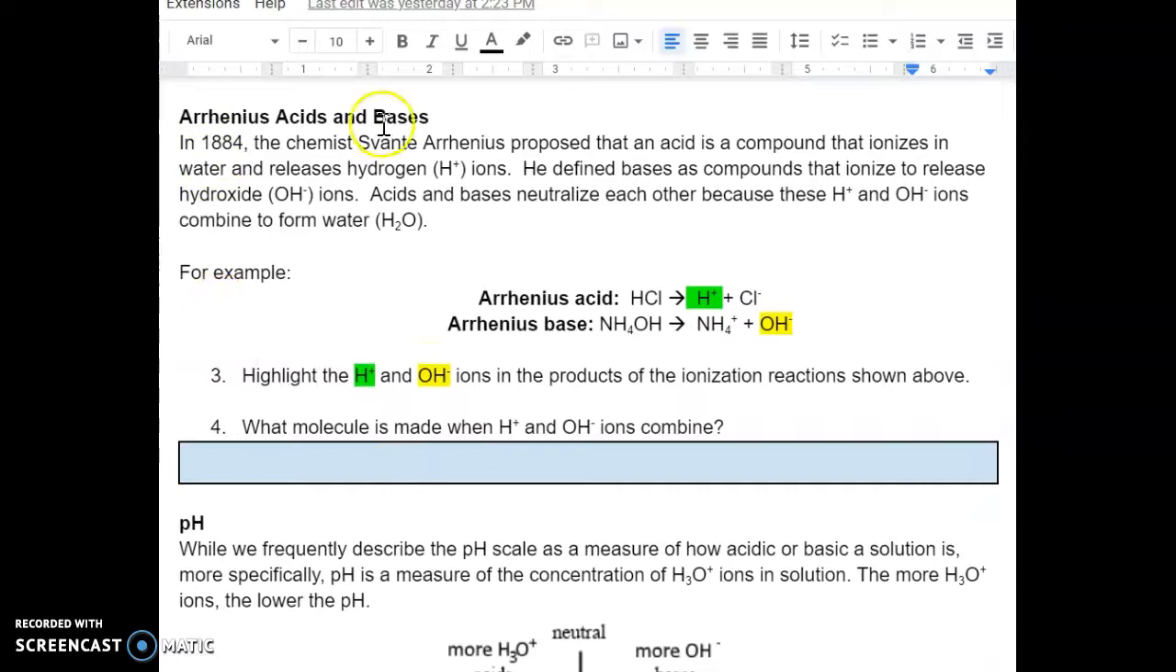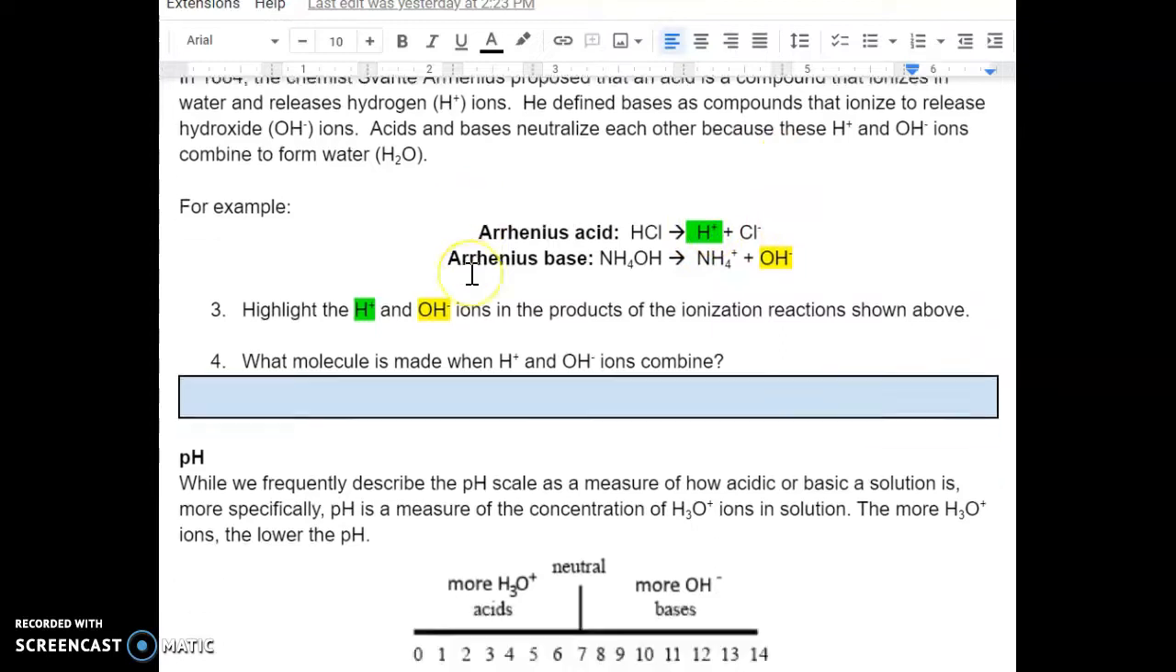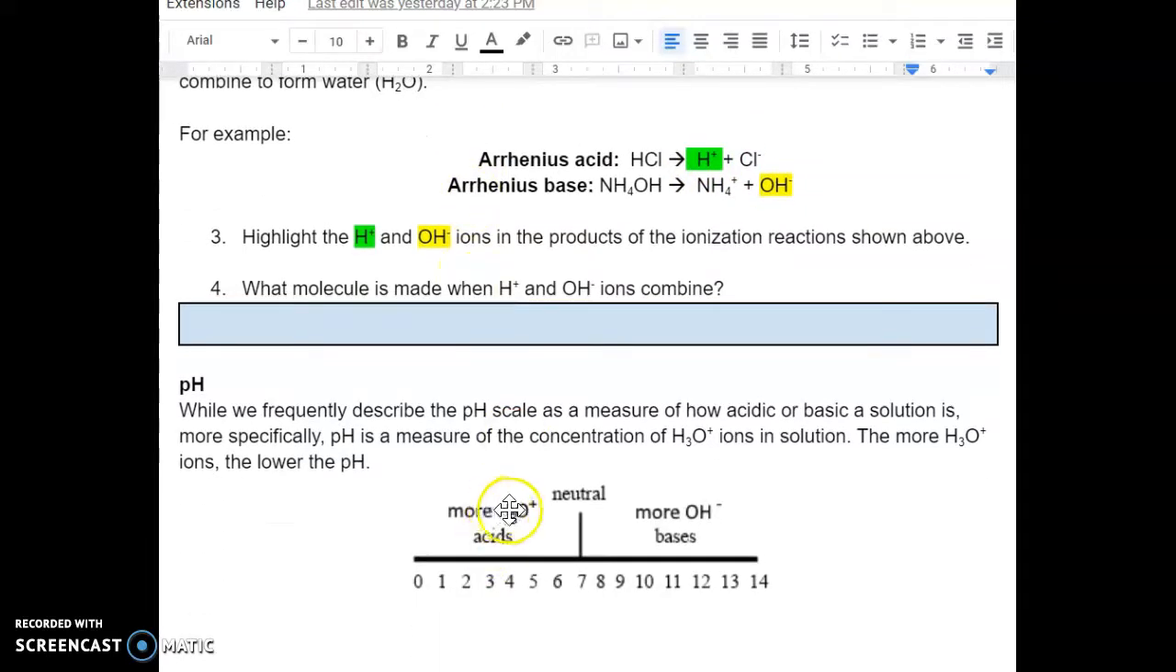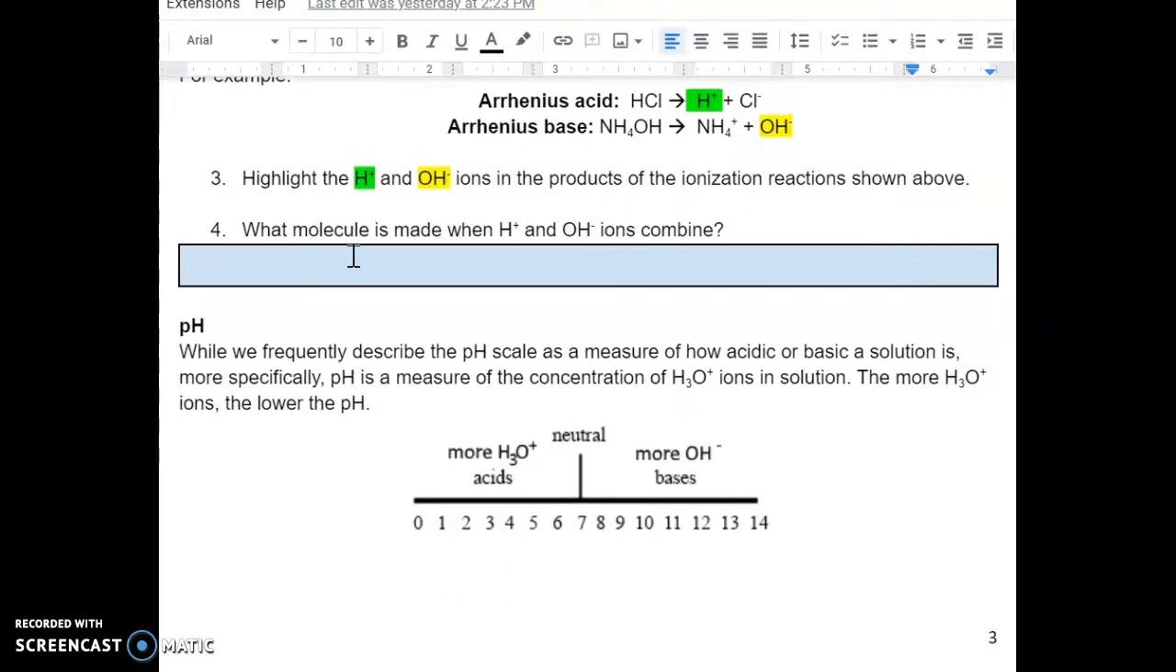Then you'll move on to Arrhenius acids and bases. Read through the paragraph here, and you'll highlight where the acids and bases are. Acids are indicated by an H+ ion or the hydronium H3O+ ion. Bases, on the other hand, are OH-. So if it has more OH-, it is a base. More H+ or H3O+, then it's an acid.